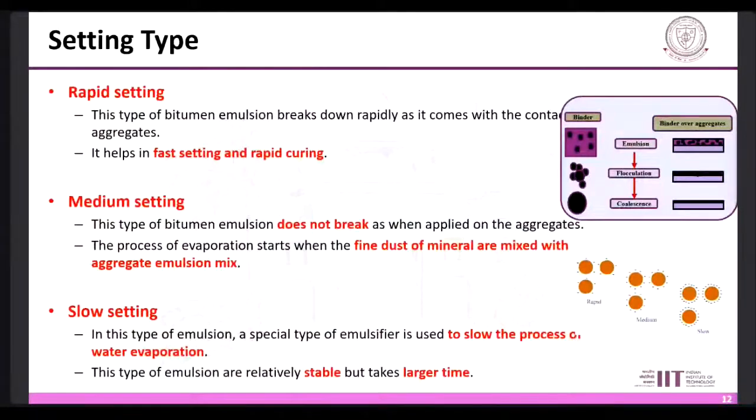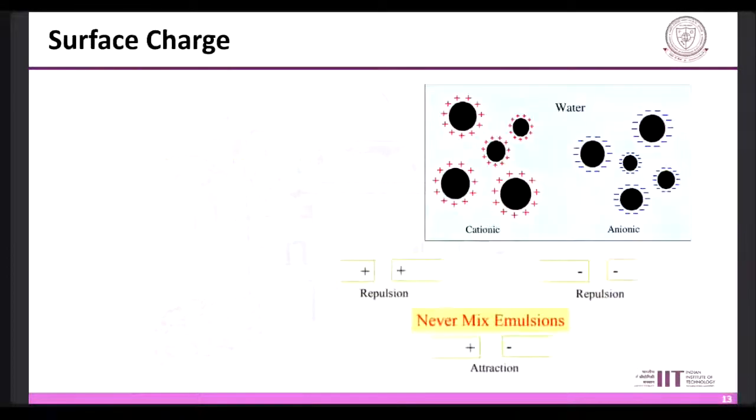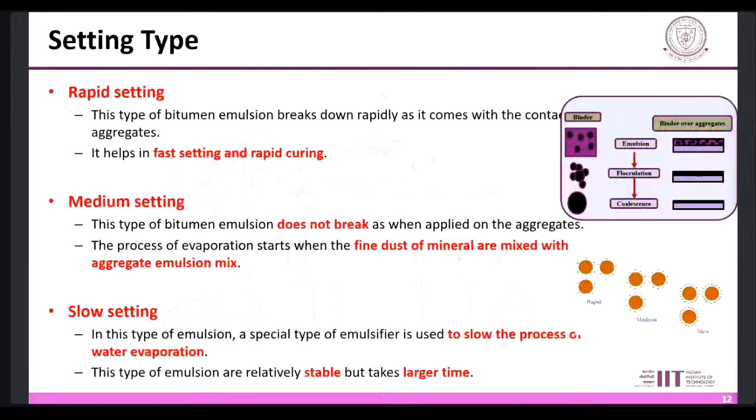Okay, okay. Sir, but nowadays RS and SS are not produced from the refineries, so only MS is available. So we don't know how to use it. Okay.